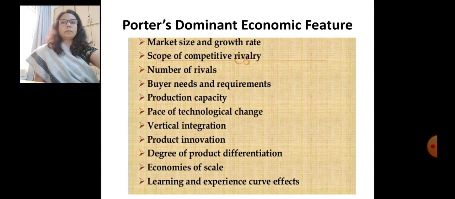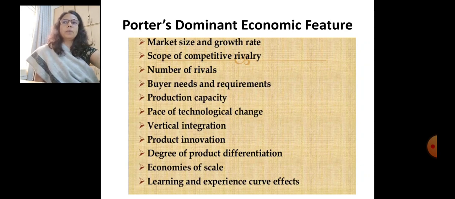You can see on the slide: market size and growth rate, number of rivals, scope of competitive rivalry, buyers' needs and requirements, production capacity, pace of technological change, vertical integration, product innovation, degree of product differentiation, economies of scale, learning and experience curve effects. Let me go into detail.